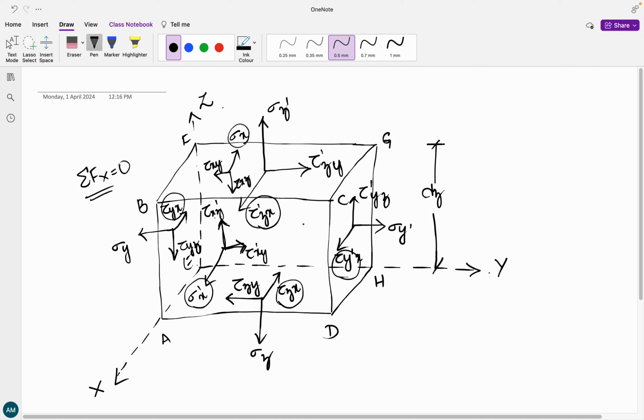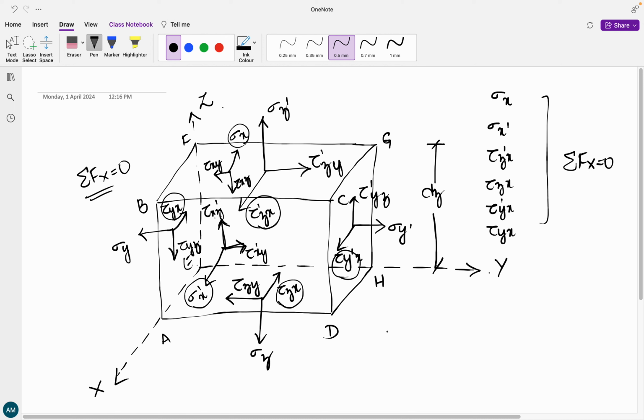Okay, how are we going to write it? First, let me write them down. Sigma x dash, then tau zx dash, then tau zx, tau yx dash, and then tau yx. These are the components considered for summation Fx equals 0. We know the values of sigma x dash, tau zx dash, tau yx dash. Yes, we have taken with respect to the increment values. So I'm going to replace them with respect to the increment values.